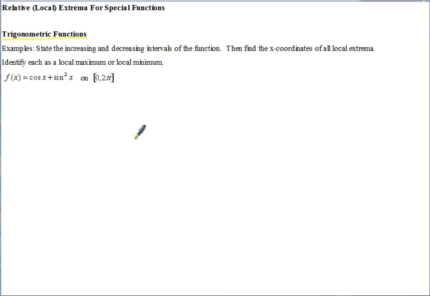So the first thing we need is to find our critical numbers by taking the first derivative. So f prime of x is equal to... Since these are added, you can take the derivative of each one separately. The derivative of cosine is negative sine x. And then remember this one, sine squared can also be written this way.